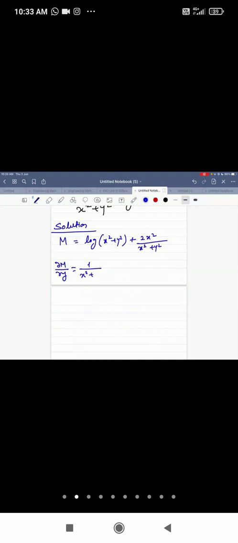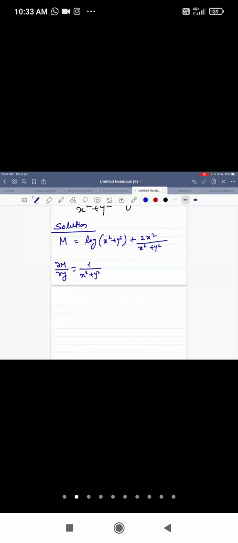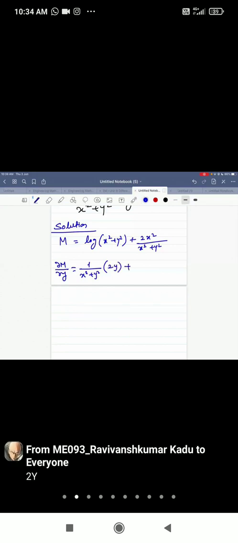Kunal Patil, tell me what will be the derivative of this? Dabba m by dabba y of the log term, Kunal Patil, is 1 by x square plus y square. And into, you are differentiating with respect to y. So by chain rule there will be into term, another term. So what will be that term? Into 2y. 2y plus. Now in the second term, see this 2x square is a constant.